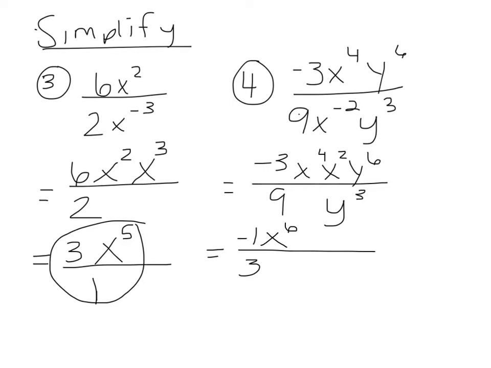there are 3 y's on the bottom and 6 on top. So these 3 on the bottom here are going to cancel out 3 of them up here, so you're going to be left with y to the 3rd on the bottom here. Okay, and there is what your original problem would simplify to.